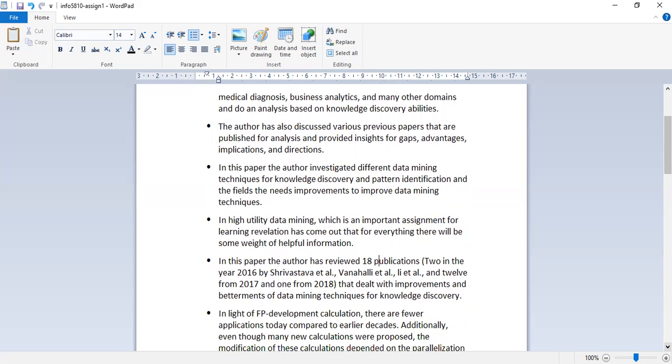The first paper was published in 2016 by Srivastava, and what he suggested is that data mining of frequent item sets associated with rule mining is important. The other paper in 2016 by Vanahali suggested that bioinformatics has contributed to high dimensional data sets. And the other paper in 2016 by Lee suggested that valuable information mining can be performed through infrequent item sets. He also said that the FP growth algorithm is better than the Apriori algorithm.